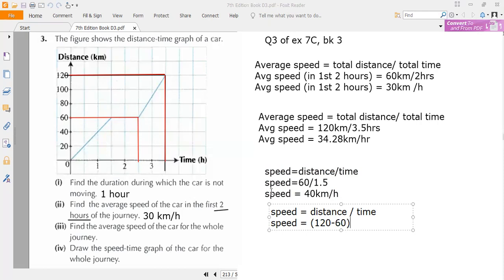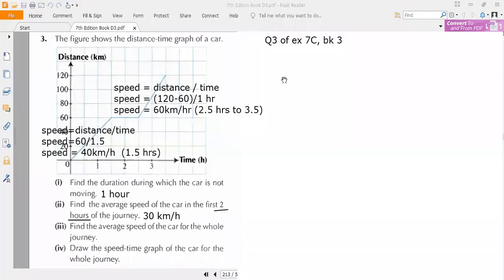So 120 minus 60, and in how much time has it happened? From 2.5 to 3.5, it is 1 hour. So speed will be 120 minus 60, which is 60 kilometer per hour. This will be your second speed, which is this tilted line. The second speed is 60 kilometer per hour.